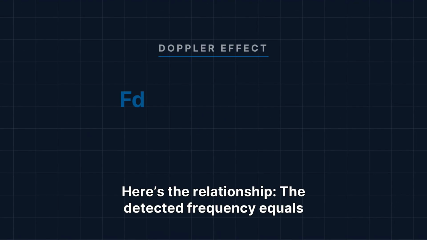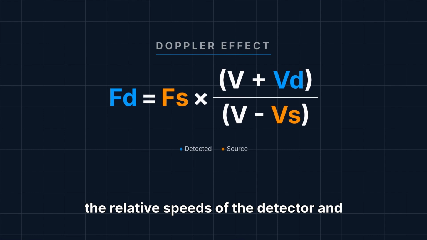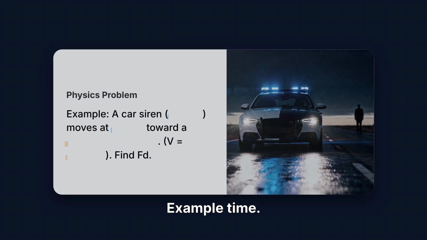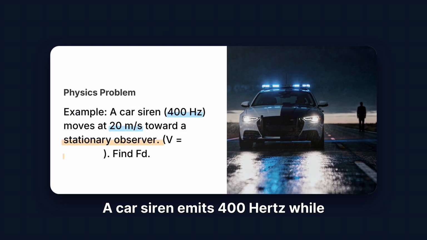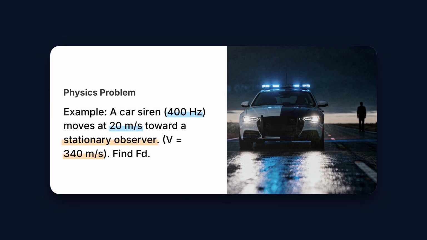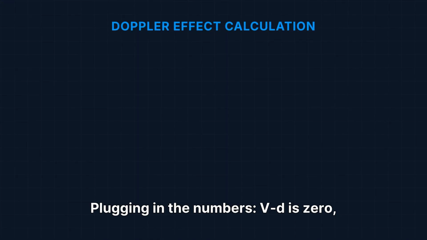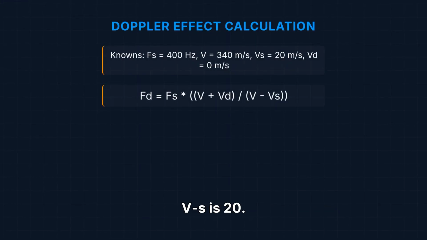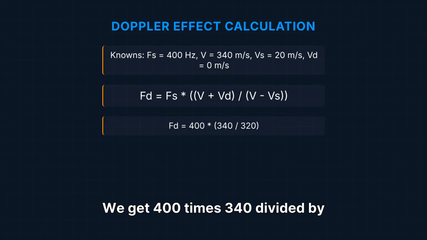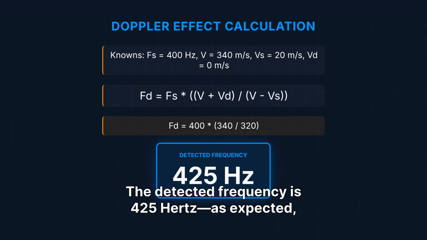Here's the relationship. The detected frequency equals the source frequency times the ratio of the relative speeds of the detector and source. Example time. A car siren emits 400 Hz while moving at 20 meters per second toward a stationary person. Since the source is moving towards the observer, the detected frequency will increase. Let's calculate it. Plugging in the numbers, Vd is 0, Vs is 20. We get 400 times 340 divided by 320. The detected frequency is 425 Hz. As expected, a higher pitch.